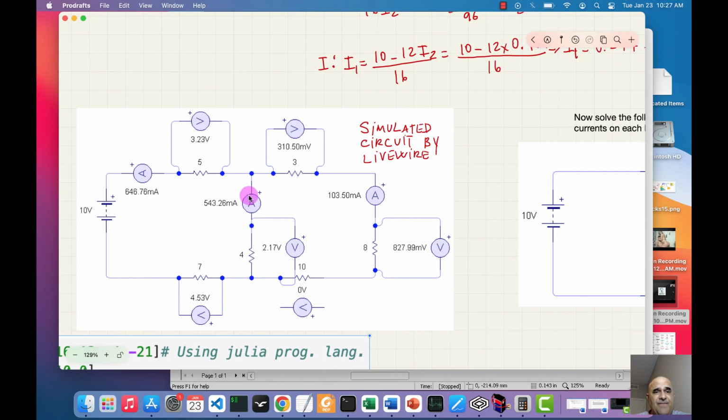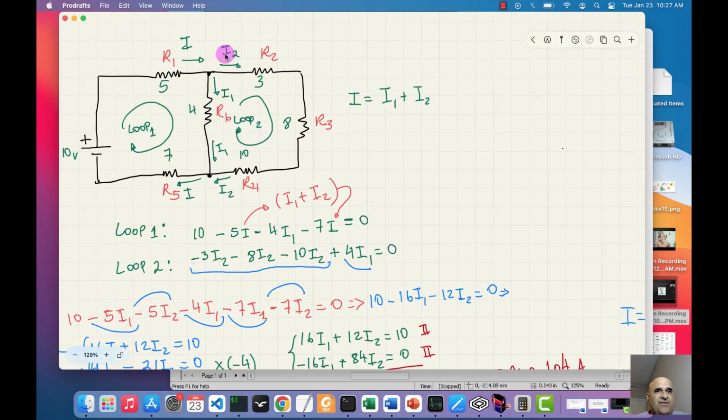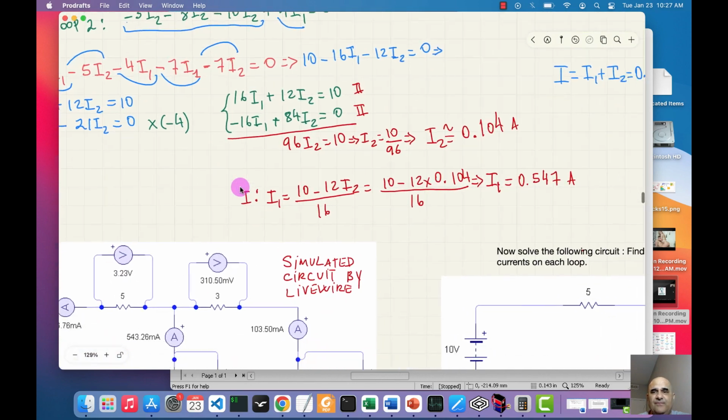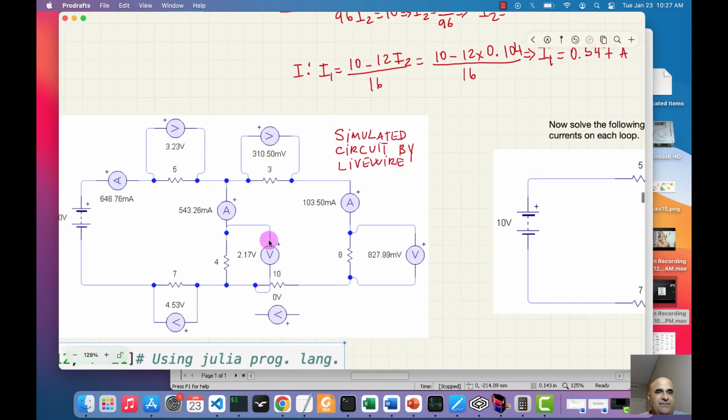And this is my I1, and this is my I2. Let's see. I am saying that this is my I2, this is my I1. Okay, I1 is 0.547 ampere, which is a little bit close if you make the error calculation. Of course, look, we are using a simulator. A simulator will have some errors. Okay, it is not 100% perfect. Okay, and as you can see, everything is okay.